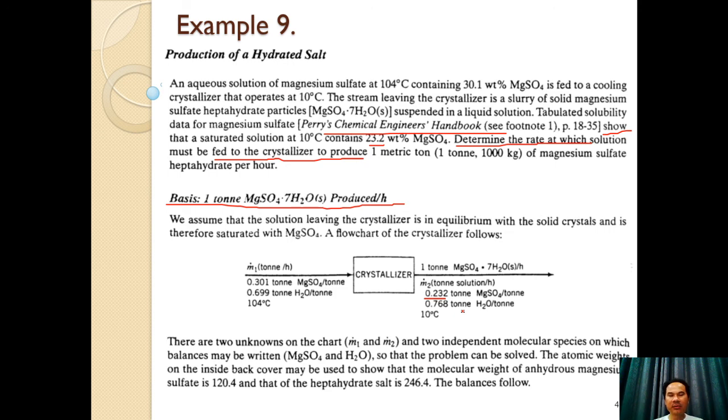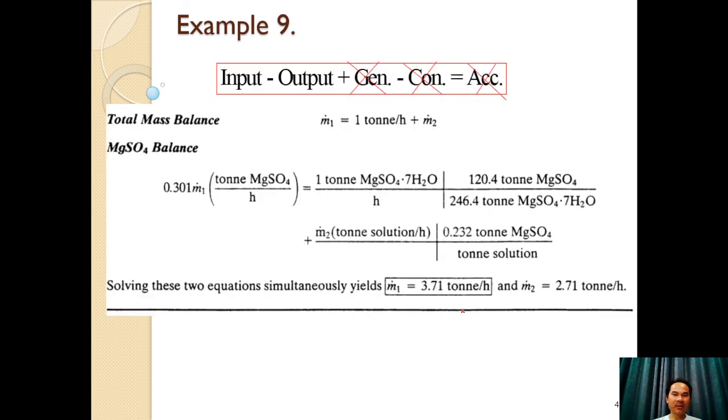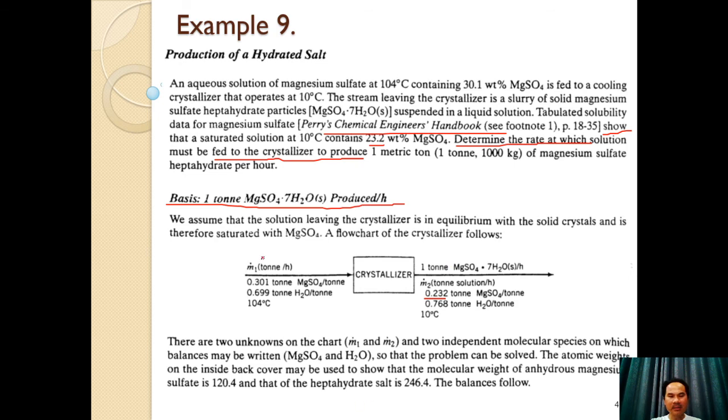And then we have two unknowns you can solve directly. In this case, input equals output. There is no generation, no consumption. First step, you make the total mass balance. Total mass balance: input is M1, this is the mass rate. Output, we have 1 ton magnesium sulfate heptahydrate per hour plus M2. M2 is the solution.